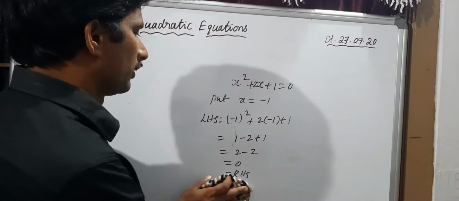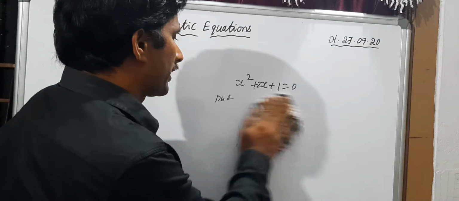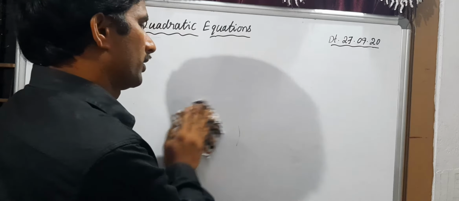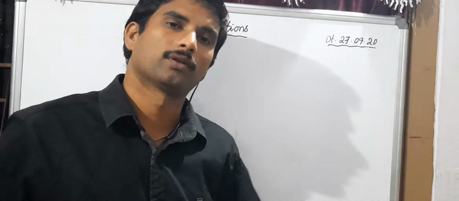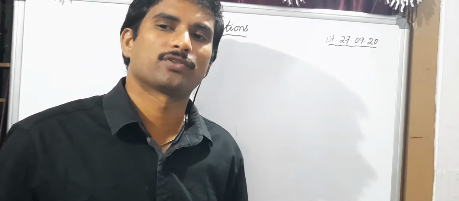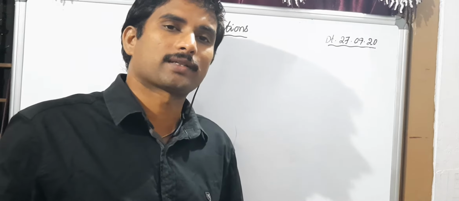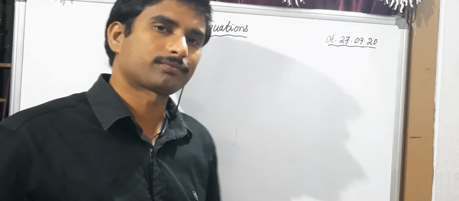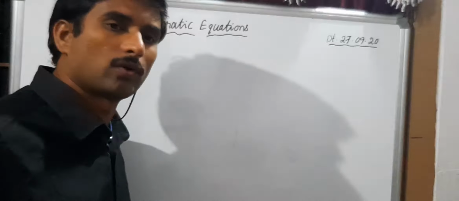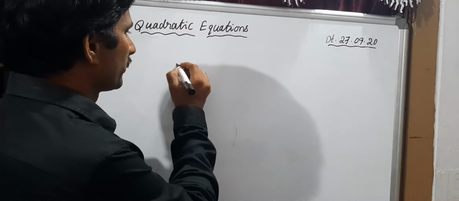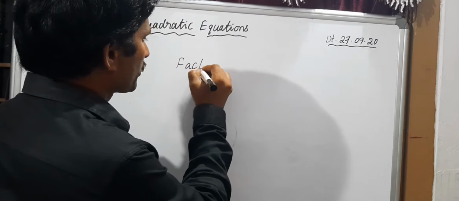Then there are two methods to find the roots of a given quadratic equation. The quadratic equation ax square plus bx plus c equal to 0 has at most two roots. Now the methods to find the roots of a quadratic equation, the first one is the factorization method.